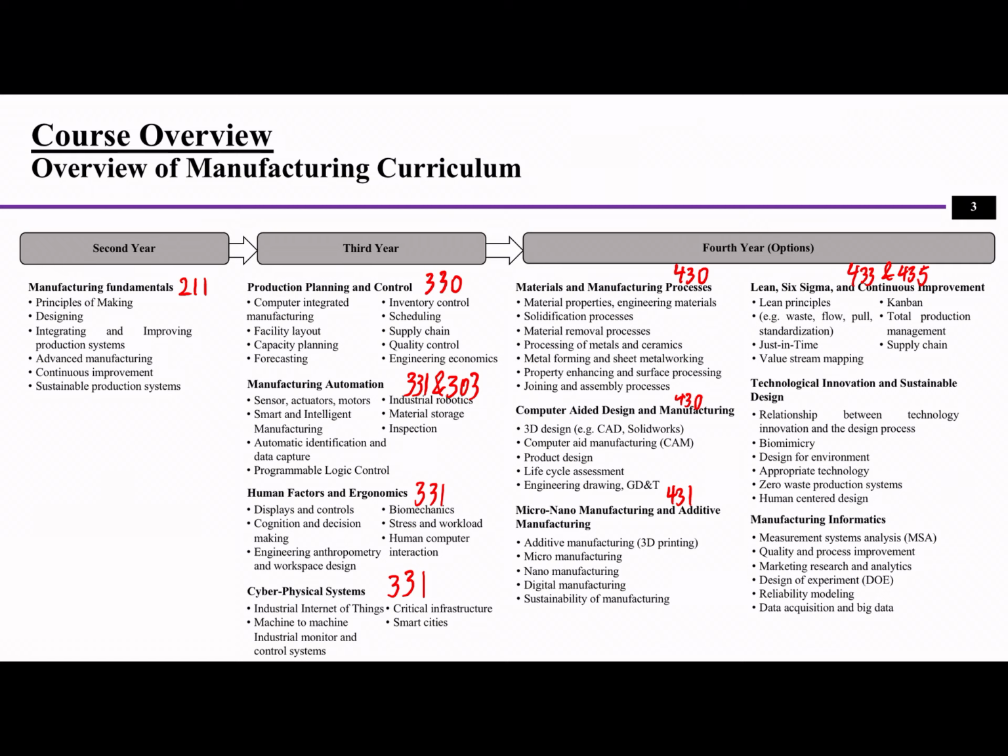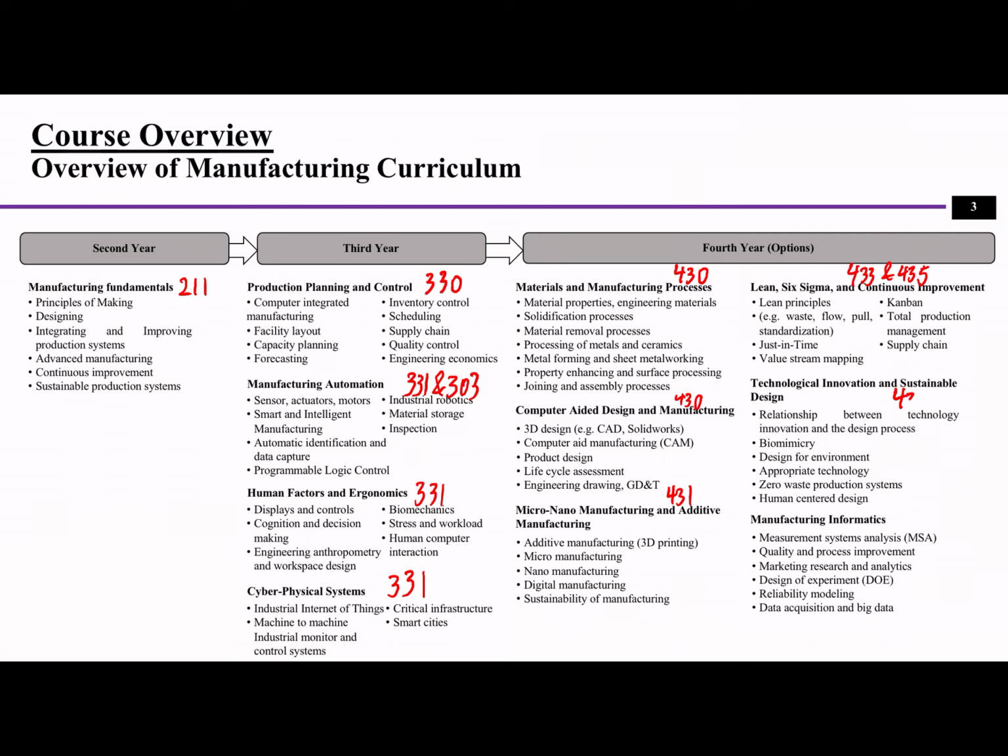Also, we have 433 and 435. The 433 and 435 deal with another major part of manufacturing, that is the management part: continuous improvement, supply chain, and Lean and Six Sigma. Mostly JIT, different lean technologies like Kanban, pull systems, push systems, and also some other technologies related to continuous improvement.